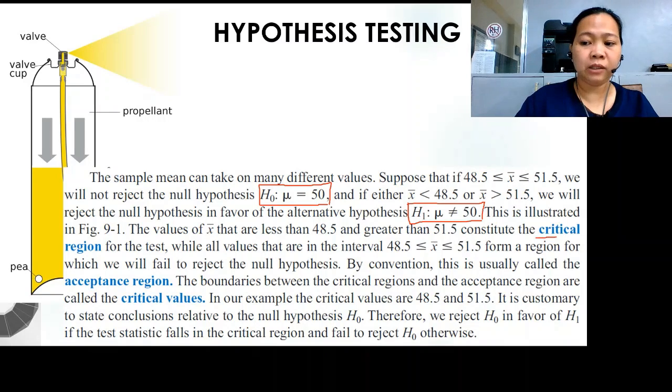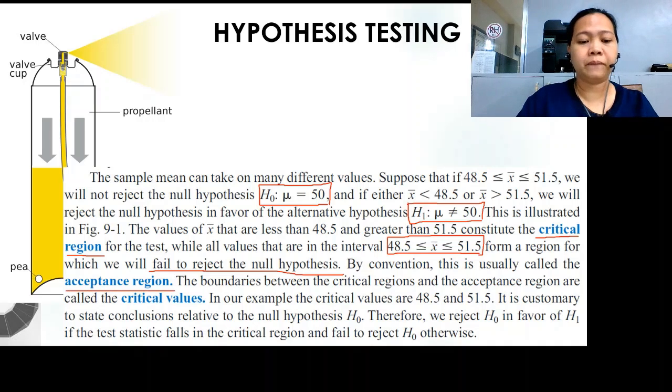Please take note of this word here. Critical region, ang mga values nga naa sa less than 48.5 and greater than 51.5. While all values that are in the interval, which is in between of this range, form a region for which we will fail to reject the null hypothesis. So by convention, this is usually called the acceptance region.